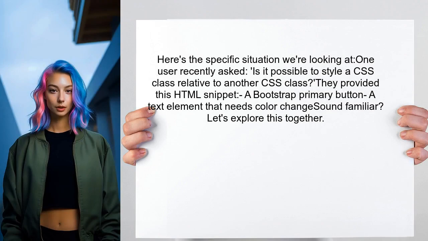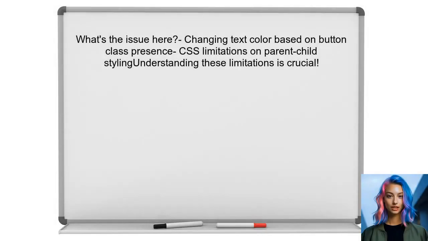Here's the specific situation we're looking at. One user recently asked, is it possible to style a CSS class relative to another CSS class? They provided a snippet of HTML where they want to change the color of the text when a Bootstrap primary button is present. Sound familiar? Let's explore this together. So, what's the issue here?